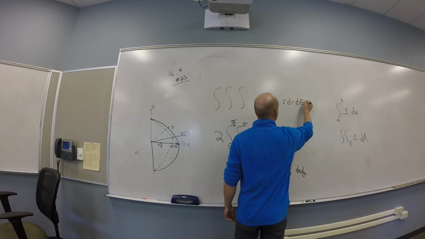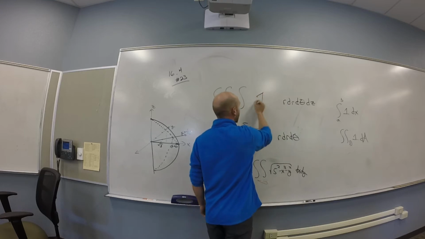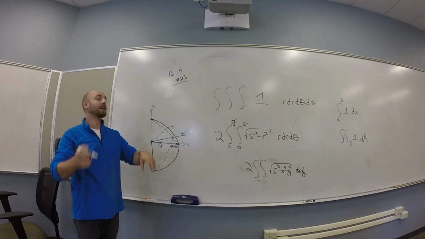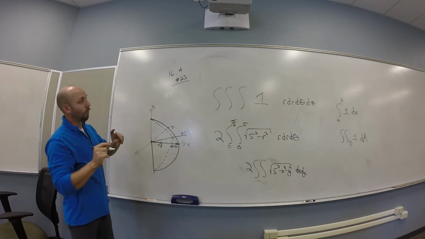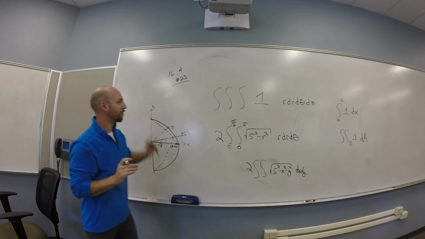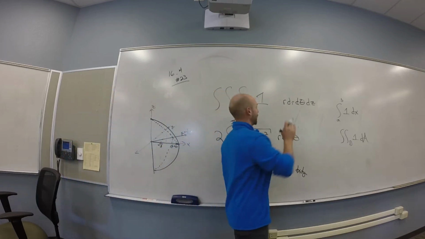It's r dr d theta dz. And we're going to integrate 1 because it's asking a volume question, right? Okay, now, where do the r's range from? Wait, I need to change the order. What's the thing I'm going to get rid of first?